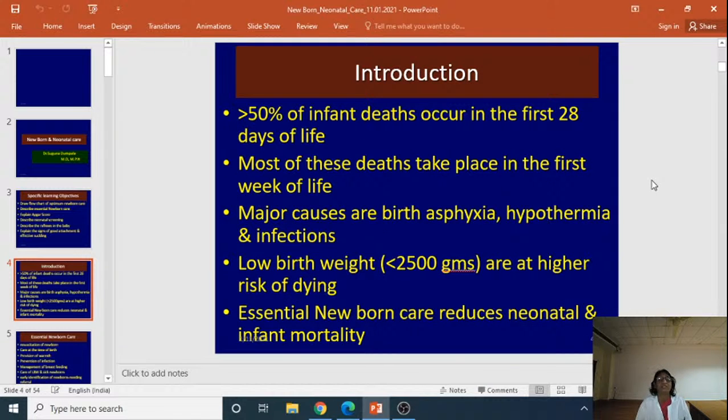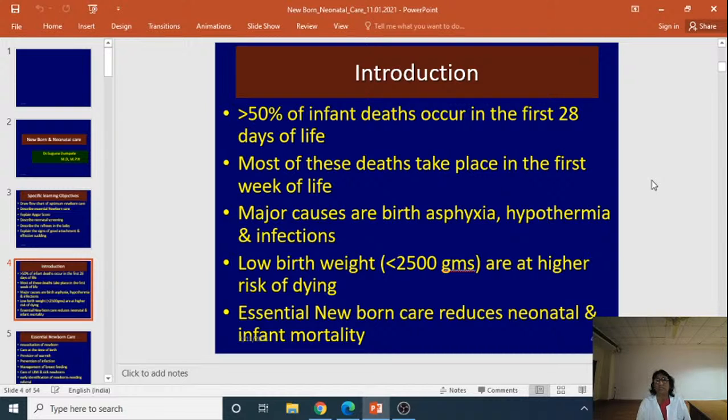Then coming to the introduction, 50% of the infant deaths occur in the first 28 days of life. The first 28 days of life is called the neonatal period. So when you look at the deaths by first birthday, more than 50% of them die during this first 28 days or neonatal period. And most of the deaths in this neonatal period take place in the first week of life. It is the most critical period.